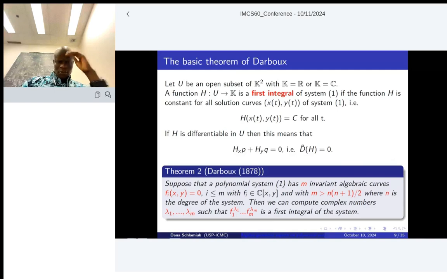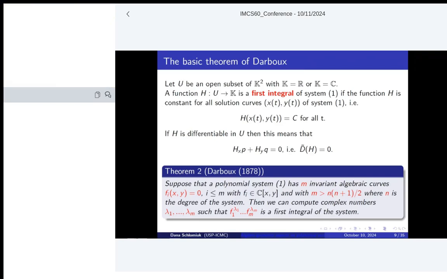And Darboux's theorem is the following: if we have a sufficient amount of algebraic invariant curves, let us suppose that we have m invariant algebraic curves, and if m is greater than n times n plus 1 over 2, where n is the degree of the system, then we have a first integral of the following form. It is a product of the powers of f1 to f_m raised to complex numbers lambda 1 to lambda m, which we can find. So the system is integrable.